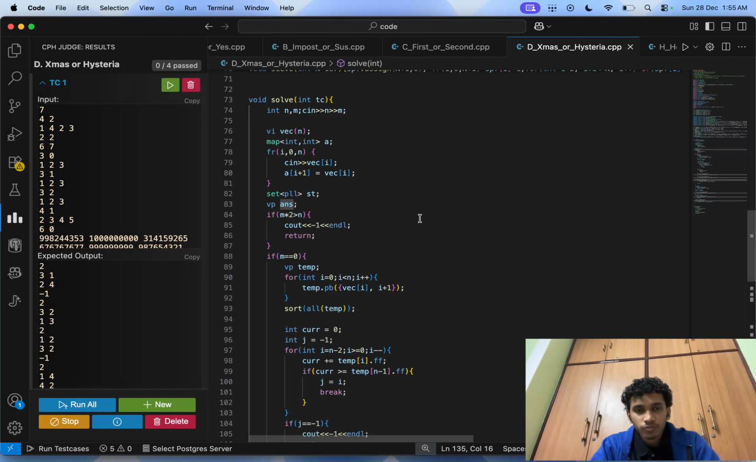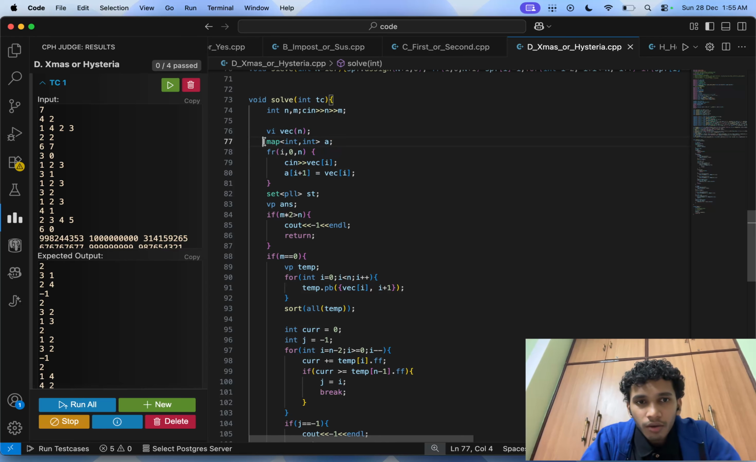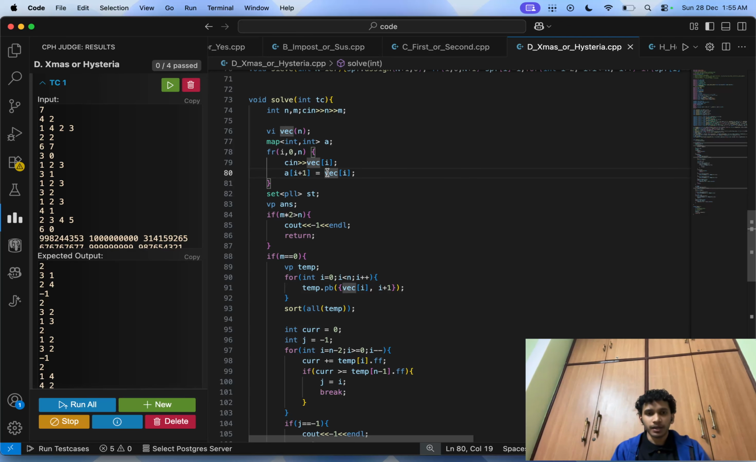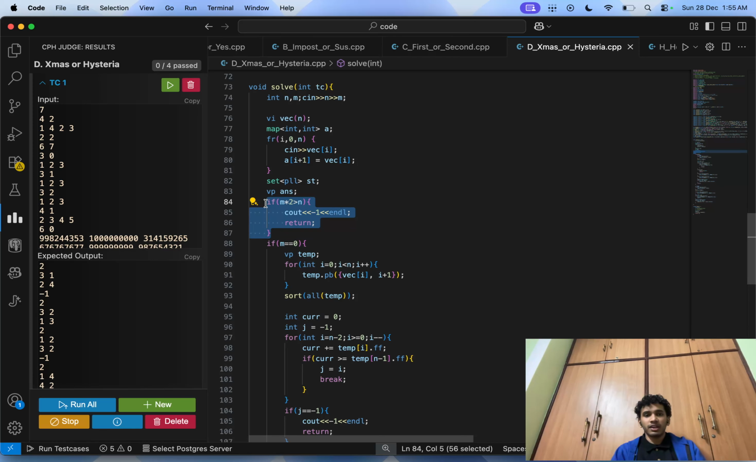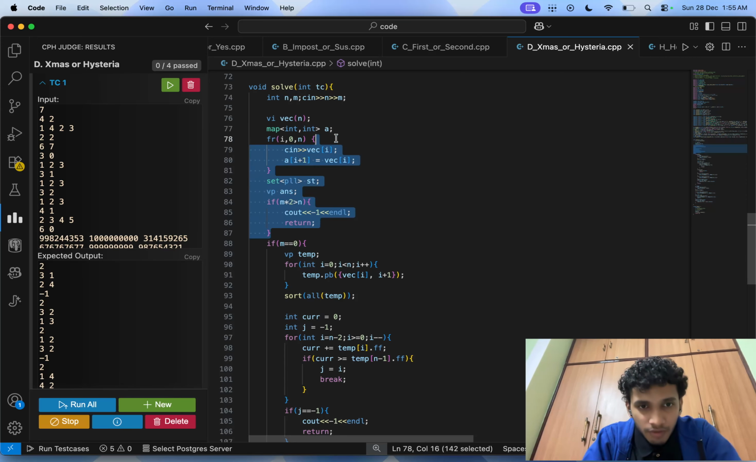So what did we intend? We intended to have a health value and an attack value for each element. The very first observation that we had is if m into 2 is greater than n, we can of course not have that number of pairs in our array. So print -1 and return right there.